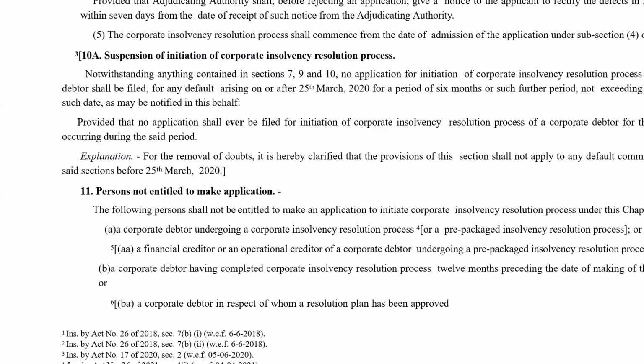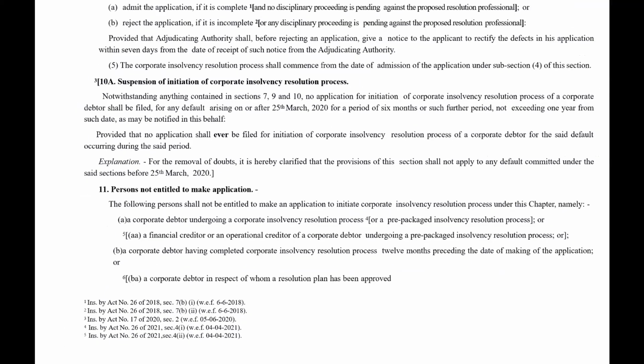application can be filed for initiation only, right? So no application for initiation of CIRP shall be filed for any default arising on or after 25th March. This 25th March was the lockdown period. For a period of 6 months or such further period not exceeding 1 year from such date as may be notified in this behalf. Ultimately, it was extended up to 1 year. So 6 months, then 3 months, and then again 3 months.